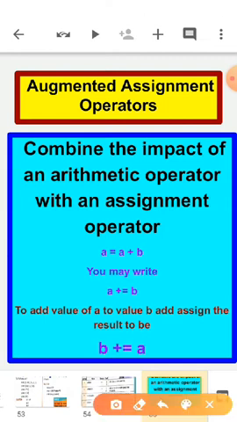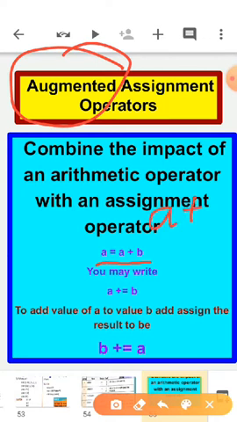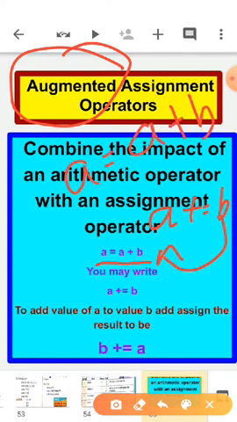So now what is the role of the augmented assignment operator? Instead of writing like this in a big statement, you can write in short like this: a plus equal to b. So this statement is equal to this statement. Now how can we read that? A is a variable in which the result is going to be stored. So a is a plus b. First a is going to add with b, after that the result is going to be stored in the a variable. The meaning of this statement is like this.